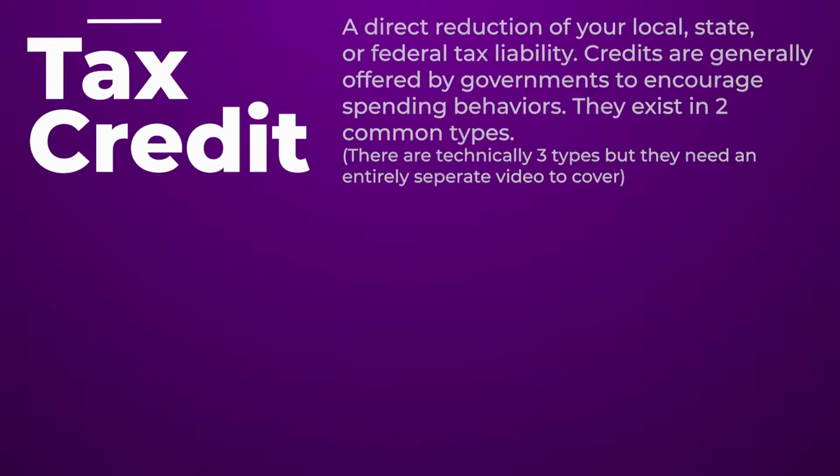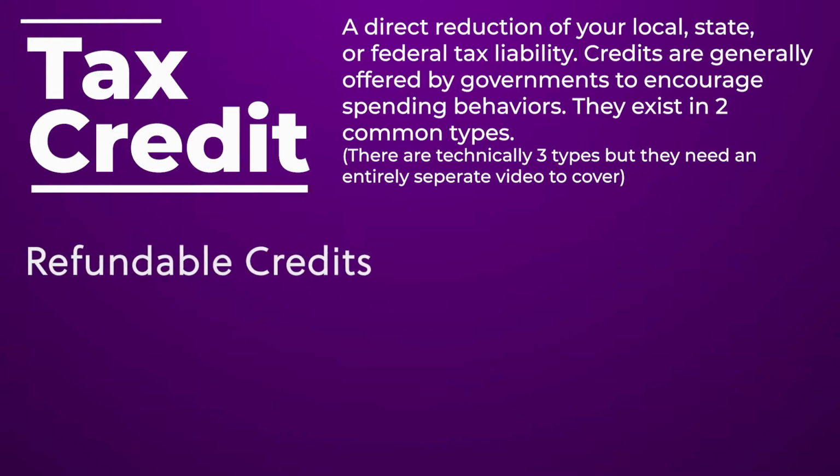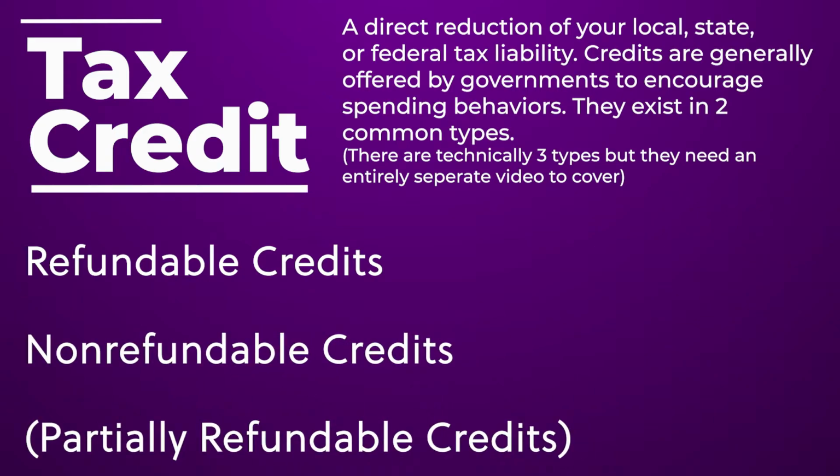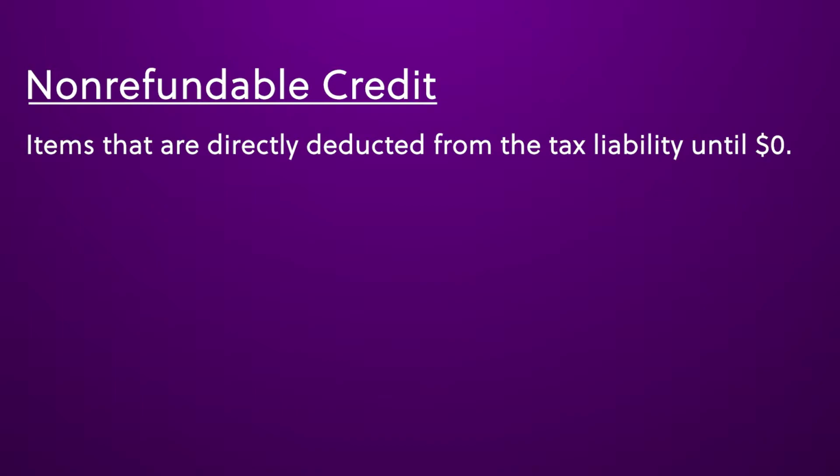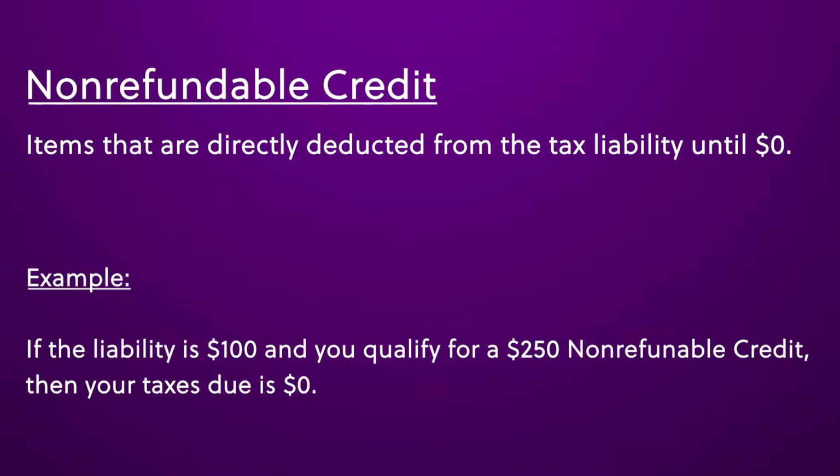So let's look at credits. A tax credit is a dollar for dollar reduction of your tax liability. There are two types, refundable credits and non-refundable credits. A non-refundable credit will reduce your tax liability down to 0, but not below. What this means is that at the end of the road, we've done all the math, you owe $100 in tax, but you have a $250 non-refundable credit. 100 minus 250, well, that brings us to 0. It would normally be negative 150, but non-refundable doesn't go below, so you're at 0.